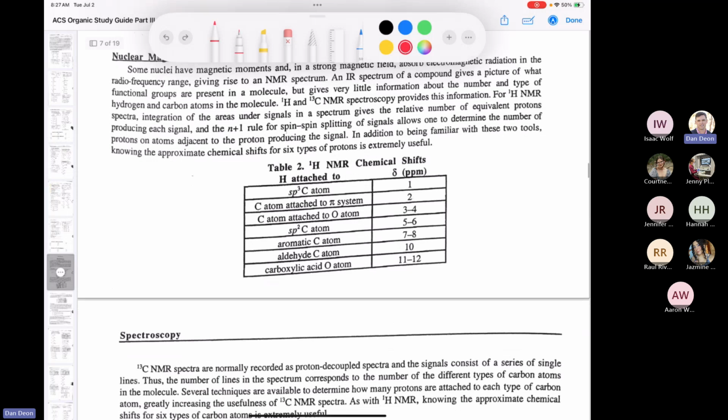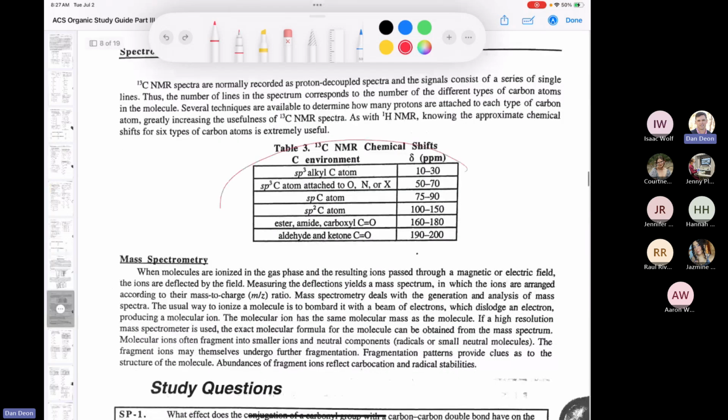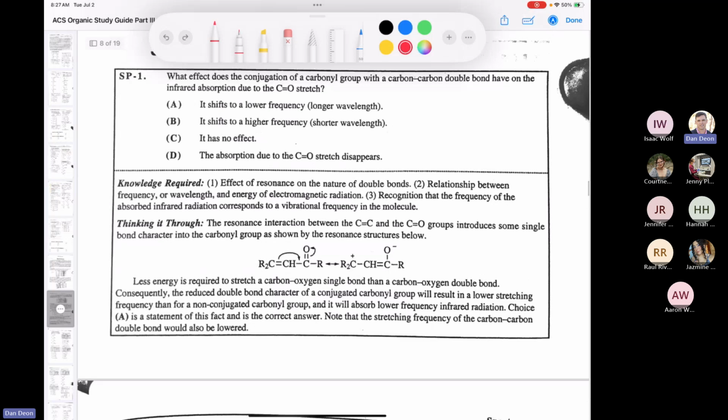Then as far as NMR goes, again, you don't get this, but they expect you to know at least this much, and we've covered that in detail. And then for carbon-13, you can see it's a little more than you had in the Klein, but again, you don't get this, but you're expected to know a little bit about chemical shifts for carbon as well. So let's go through the ones I had picked. Let's start with question number 1.